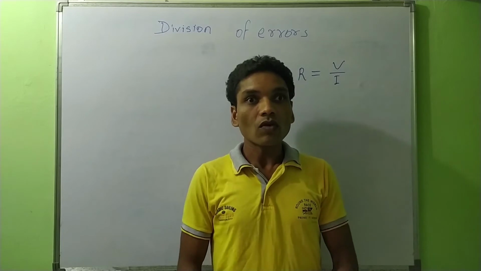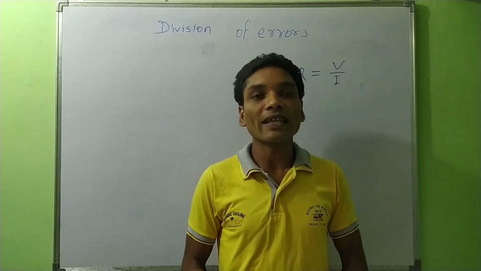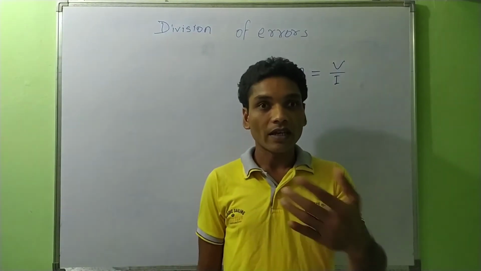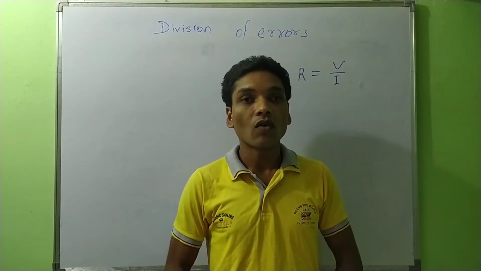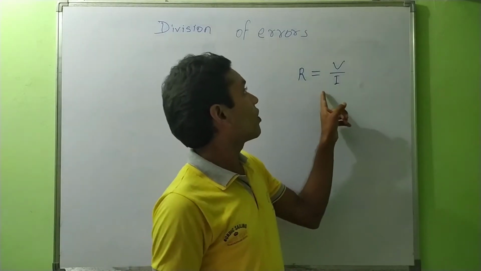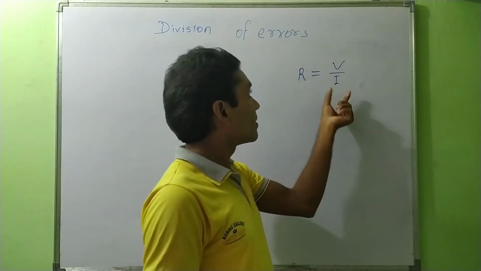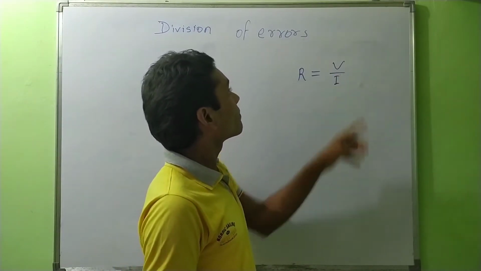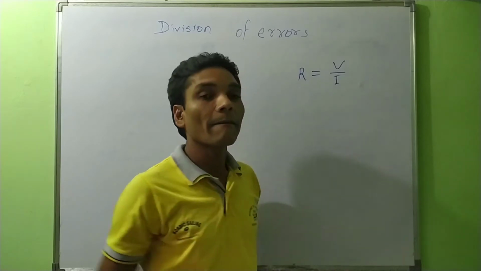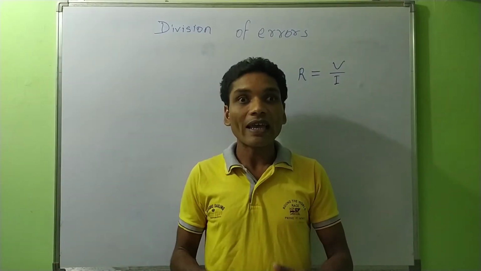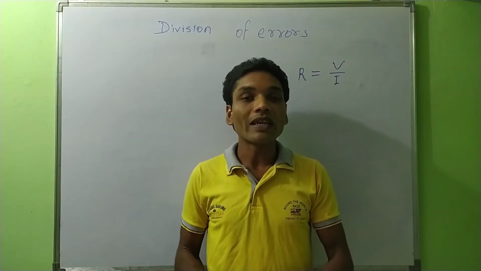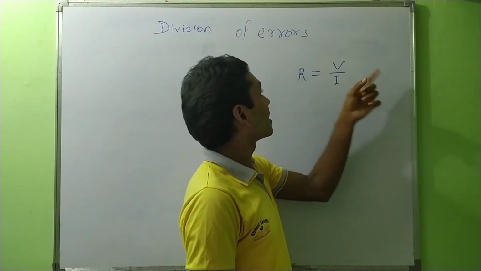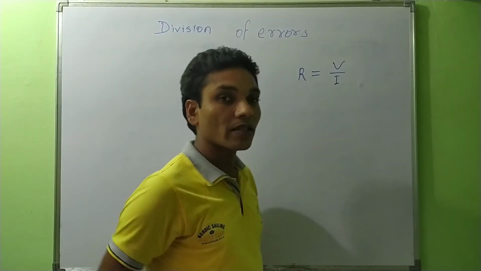Due to carelessness, error is produced in the measurement of the resistance of the wire. You know that the formula of resistance is V upon I, meaning this is a division. The resistance is equal to the division of potential difference and current. So what are the errors found here? We will have to find the division of errors in the measurement of resistance.